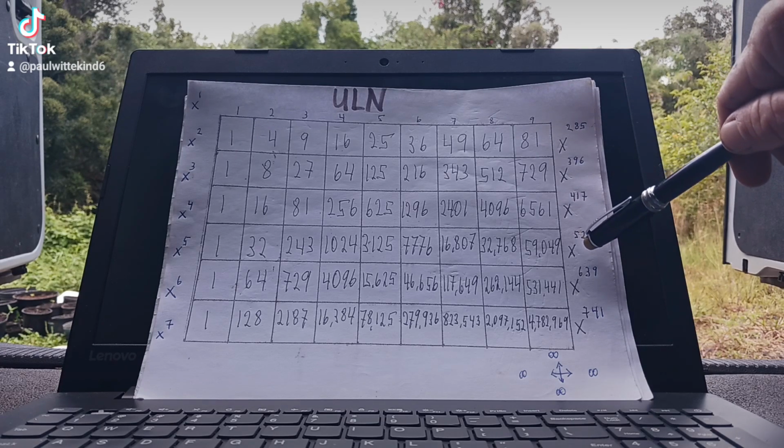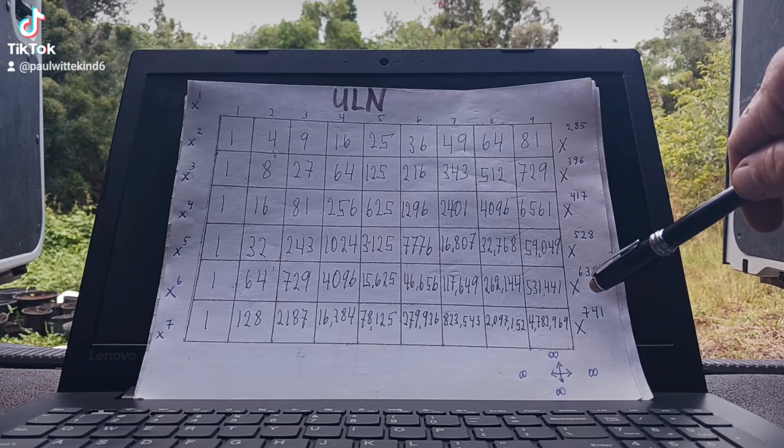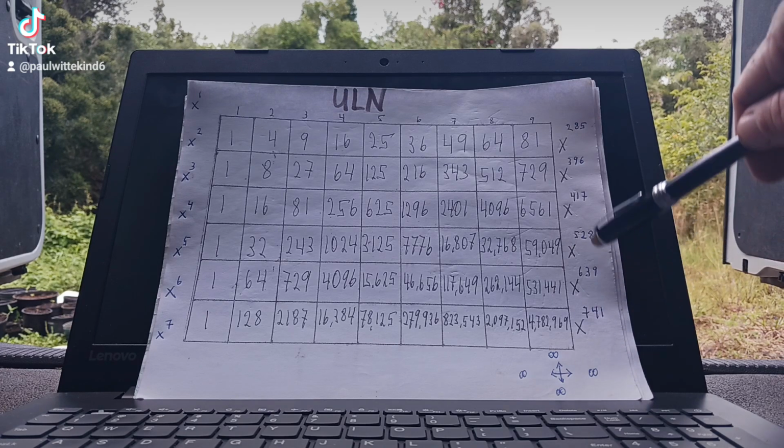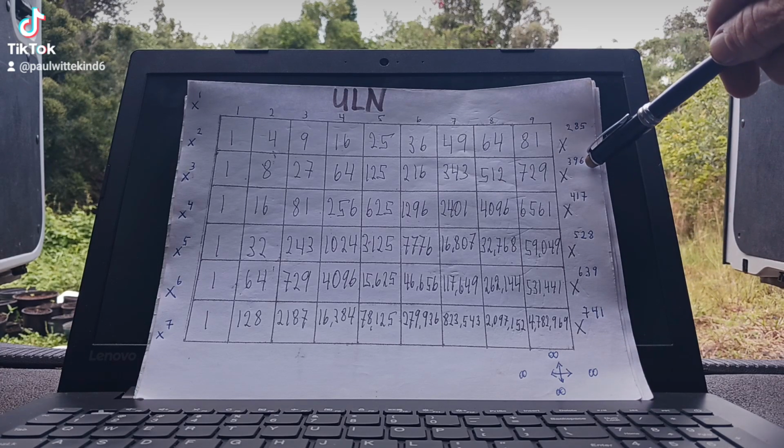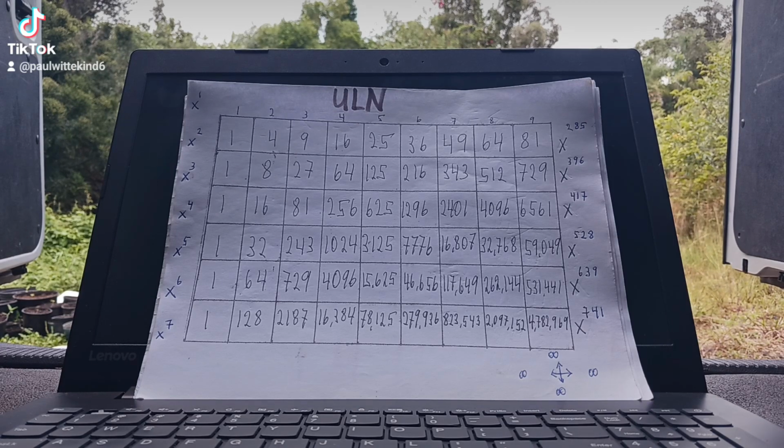Okay, 7, 8, 9, 10: 1 and 0 is 1. 11, 1 and 1 is 2. 12, 1 and 2 is 3. 13, 1 and 3 is 4. 14, 1 and 4 is 5. 15, 1 and 5 is 6. 16, 1 and 6 is 7. And that will continue. That's why it will always be the same matrix. But we'll take a look at some of these things.